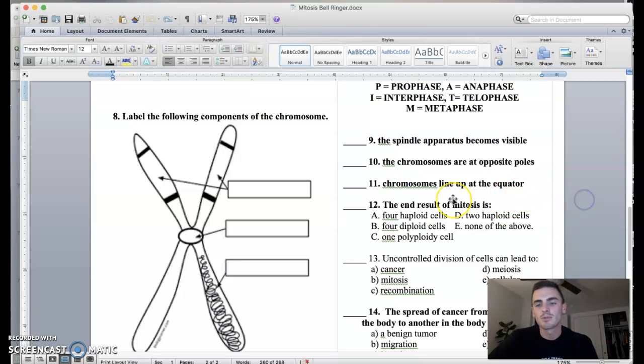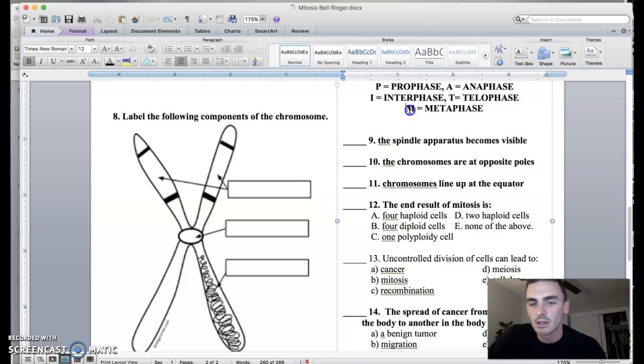Number 11 says chromosomes line up at the equator. This is also called the middle. Middle starts with M. When the chromosomes all line up down the middle, that is called metaphase. We talked about that clue a lot yesterday, metaphase.